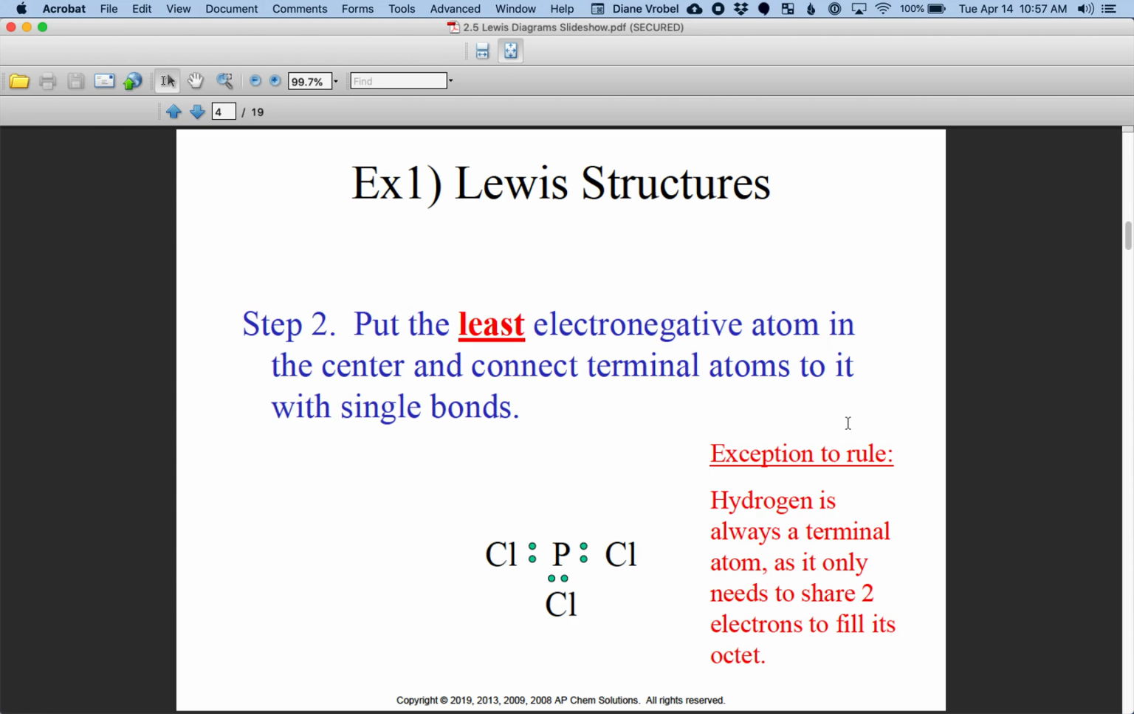Now, please, please, please do not put something like hydrogen in the middle of a Lewis structure. It only has the capacity to hold 2 electrons, so it will never be in the middle. It'll always be on the outside. The exception would be if hydrogen is bonded to itself. Most of the time it is on the periphery or exterior of a Lewis structure. Helium is another element that only has room for 2, and it typically does not want to bond with another atom, so it typically has a full shell.